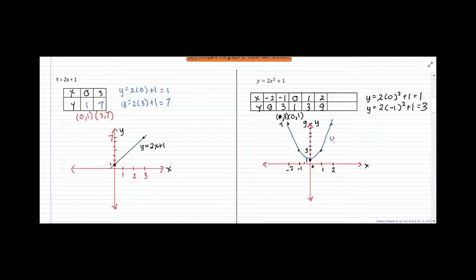Okay, so we can label it y equals 2x squared plus 1. As you can see, the graph is different. The first is a straight line, and the second one is a curve. So we know that when it is not x only, for this one it is x squared, the graph will not be a straight line. But we can make the graph of y equals 2x squared plus 1 into a straight line.